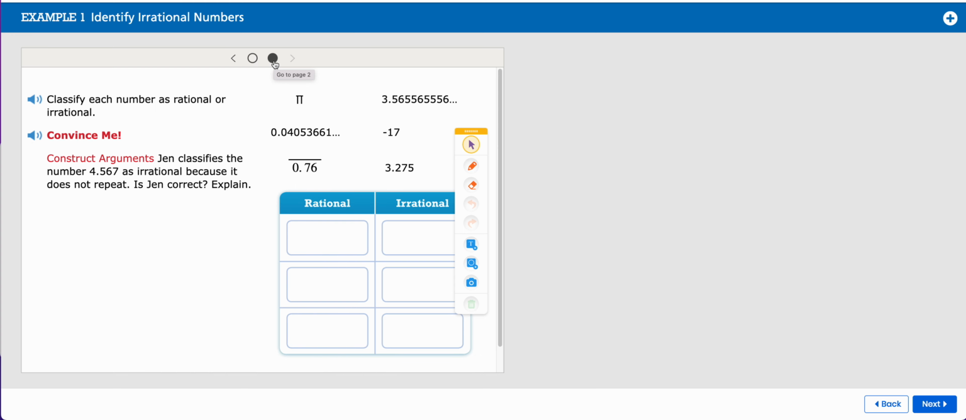Then what about negative 17? Rational. That's rational. What about, I don't know why this repeating bar extends like it does, 0.76 repeating. Since it repeats, it would go here, rational. And this one, 3.275, it terminates. And since it terminates, it's rational. Okay? So we need to be able to differentiate between numbers that are rational and numbers that are irrational. We need to be able to figure out which one it is.